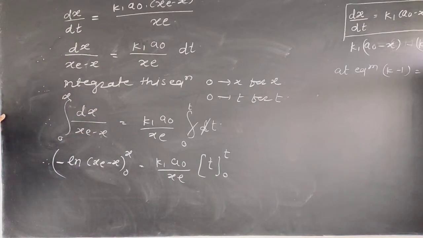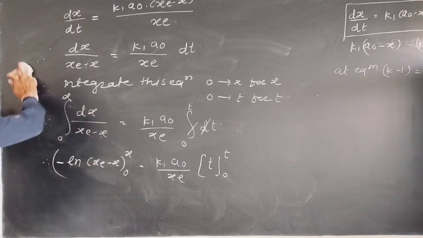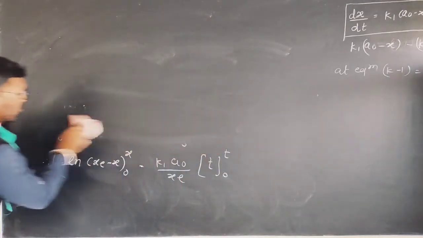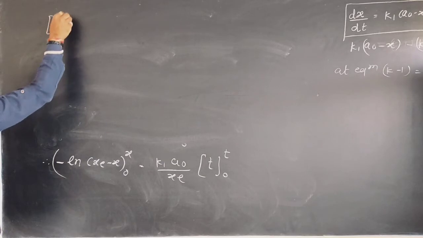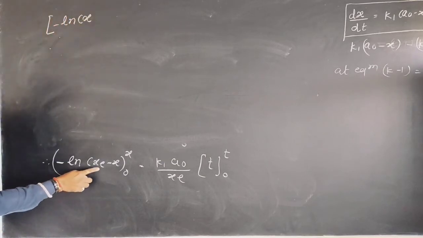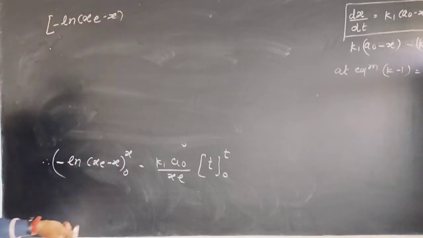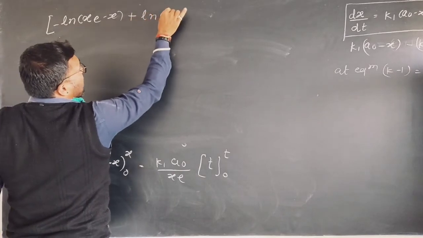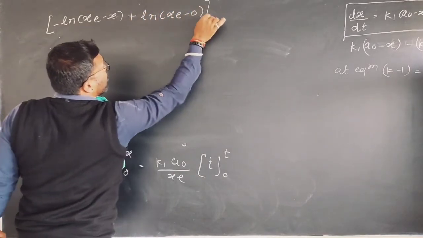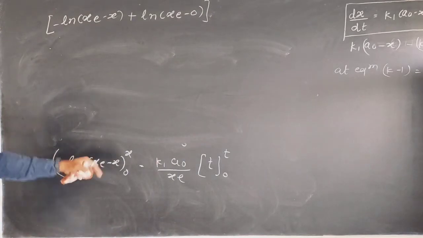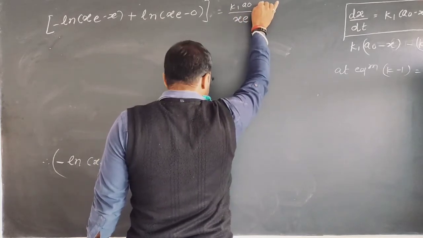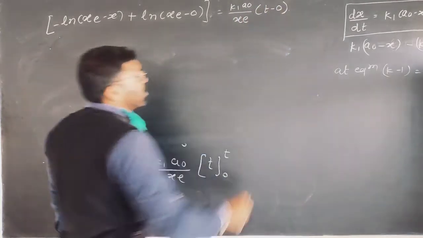Okay, 0 to t. Now, what is the next step? In the next step we apply the limit, upper limit minus lower limit. So I can write this equation as: minus sign as it is, minus ln of x, the upper limit is x, remains as it is, minus, again minus, therefore minus minus plus ln of xe minus x is equal to 0, because that is the lower limit. Now k1 is a constant, a0 is a constant, xe remains constant, upper limit t, lower limit 0, t minus 0.